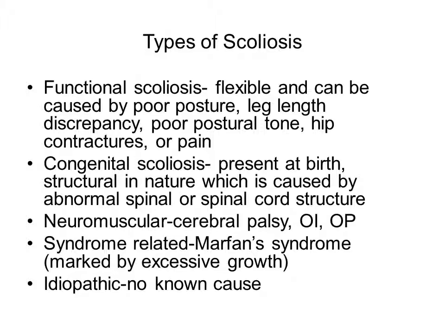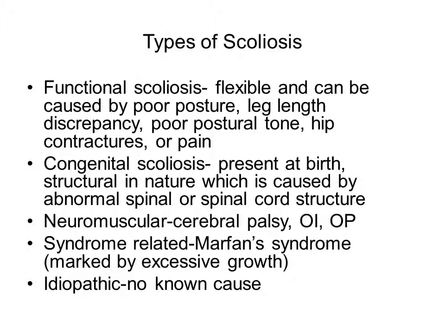Congenital scoliosis is present at birth, and it's structural in nature, which is caused by abnormal spine or abnormal spinal cord structures in some way, shape, or form. So they're born with it that way. It can be neuromuscular also, meaning that somebody with cerebral palsy, osteogenesis imperfecta, or osteopenia, that's another kind of condition, has it, and that has to do with the nervous system.